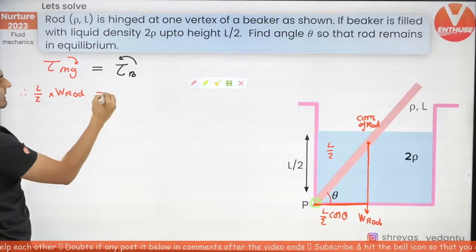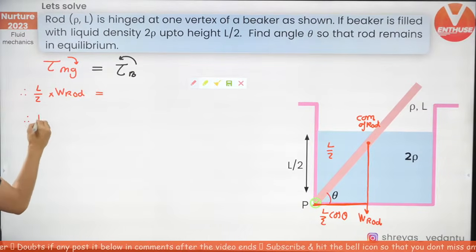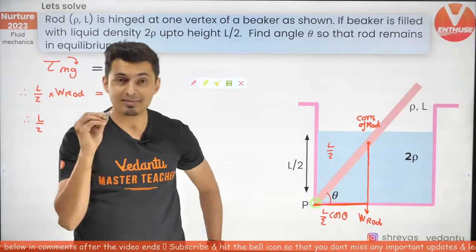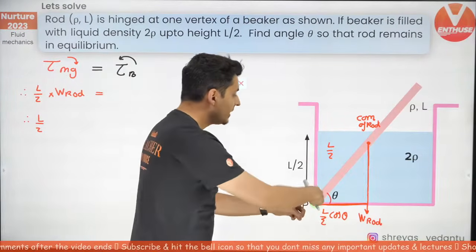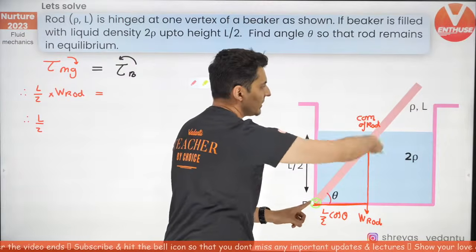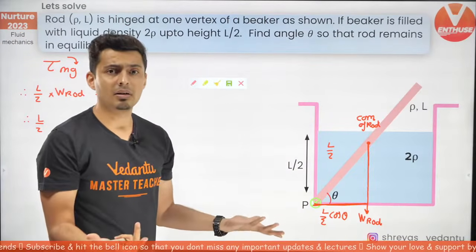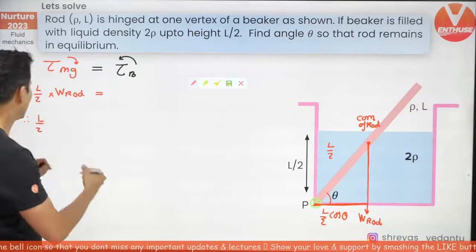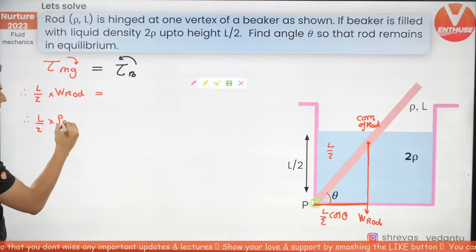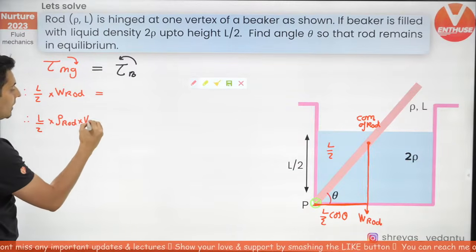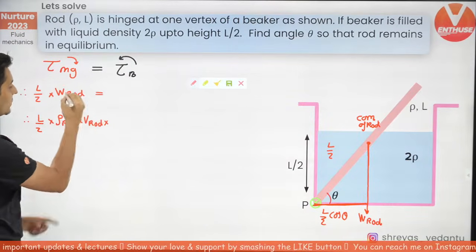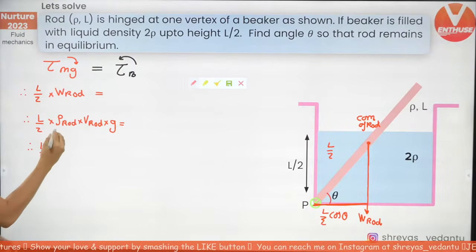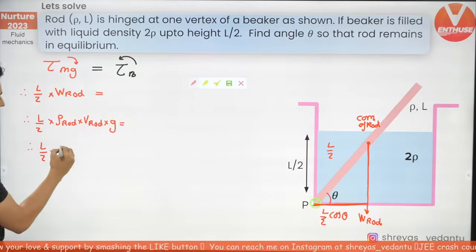Perfecto. I will write the RHS later on. Let's think about LHS first. What do you think is the weight of the rod? The weight of the rod is the mass of the rod into g. But what is the mass of the rod? The mass of the rod is the volume of the rod into density. So the weight of the rod is density of the rod into volume of the rod into g. Fair enough. Therefore, L by 2 into density of rod, which is rho.